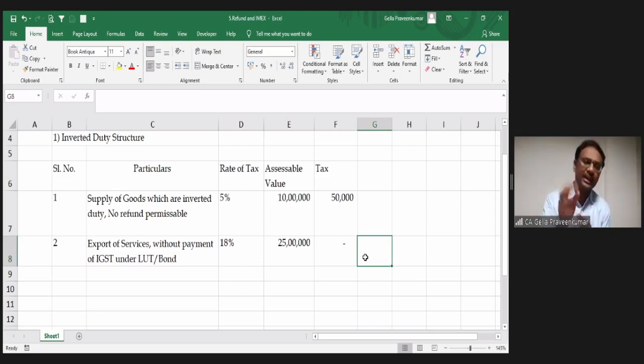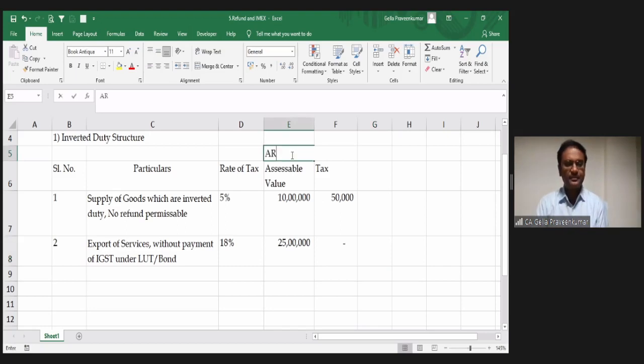So it's a simple mechanism. I, being a registered person, log into my GST portal. I fill a basic form called LUT. The moment I submit that form, there is an automatic acknowledgement number generated, ARN, application reference number. There is something called ARN.